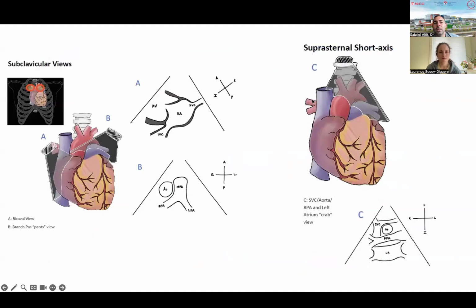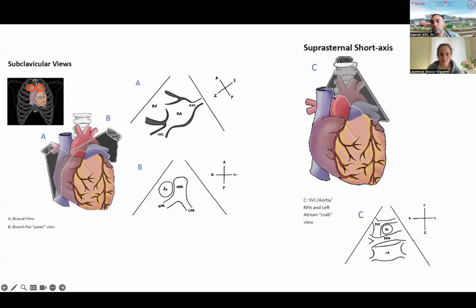So as I said, the suprasternal view is typically over the sternum, but sometimes you can move it a bit to the right or a bit to the left, either to see your arch, to see the SVC, to see the pulmonary artery branching, or you can turn it 90 degrees to see the cross section of it. So here we're obtaining a cross section because we turn the probe 90 degrees like this.